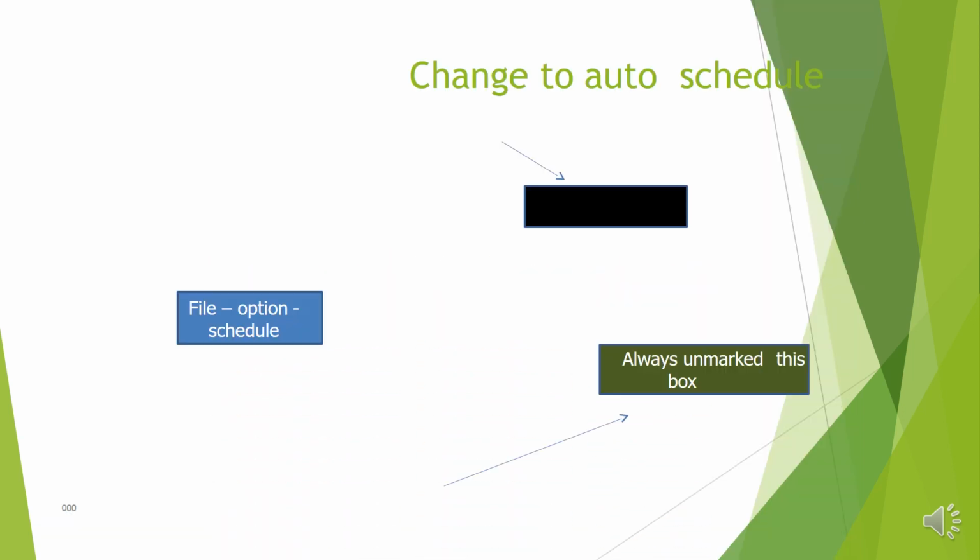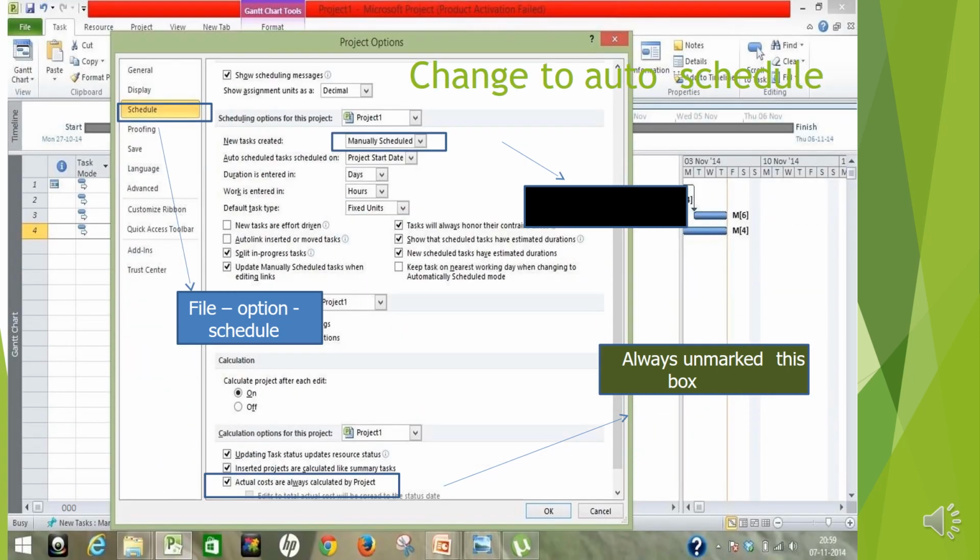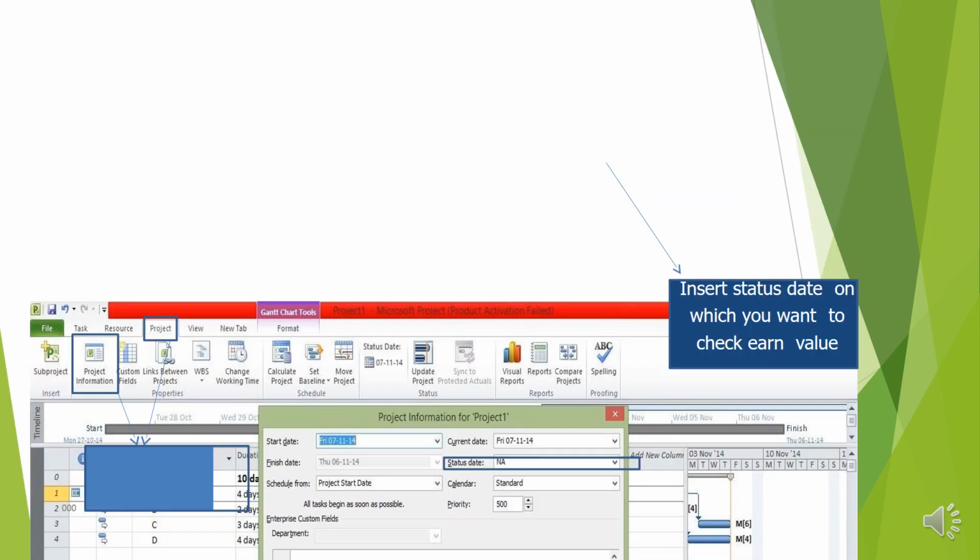Earned value cost, change it to auto schedule. Okay, I already explained it. File, options, schedule, change to auto schedule. Okay, always unmark this box. Actual costs are always calculated by project. Please unmark this box.